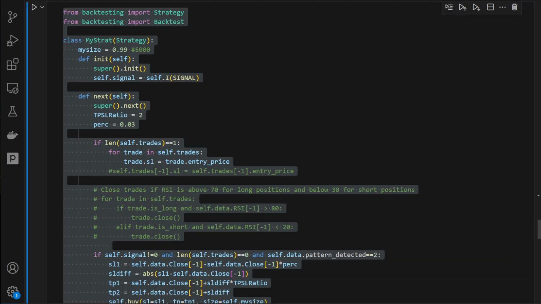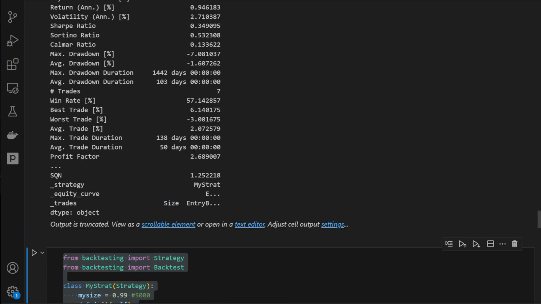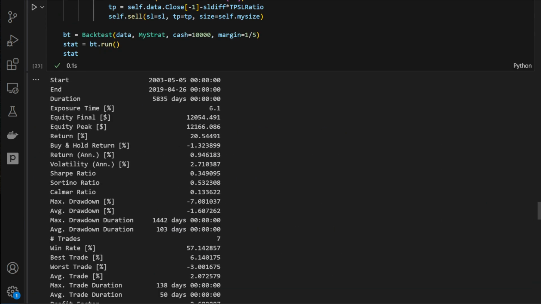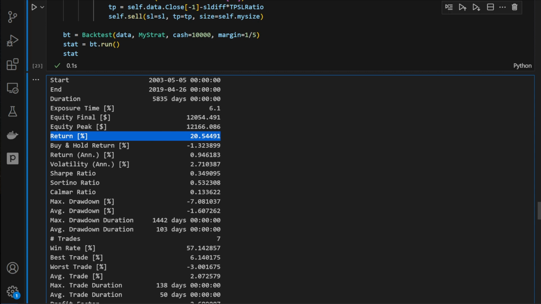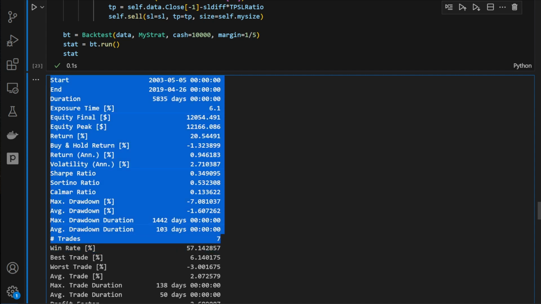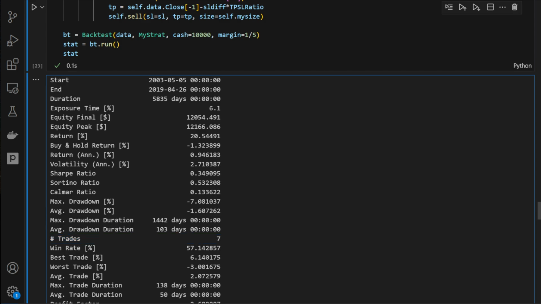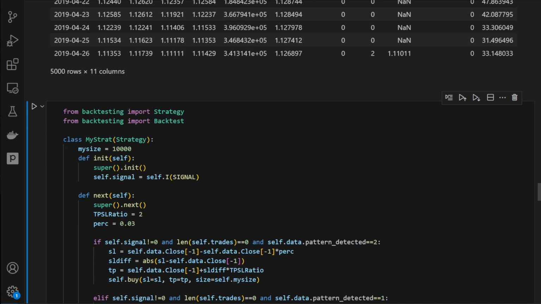So when we run this backtest, this strategy, we have a profit around 20%. So over the whole data frame, that's not much. And the return per year is almost 1%. So that's not much. Interestingly, we have a win rate of 57%. We only have 7 trades. This is why our returns are so low. But looking at the win rate, it's 57%. And the take profit stop loss ratio is equal to 2.